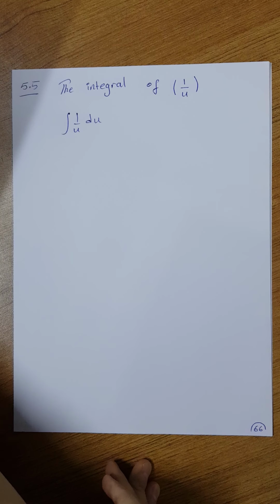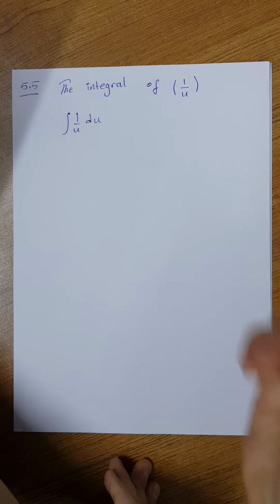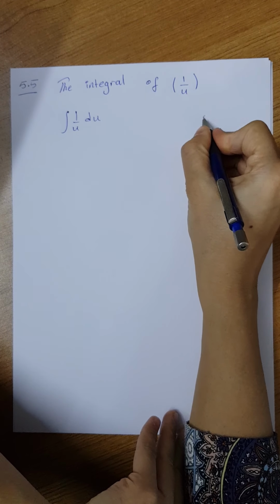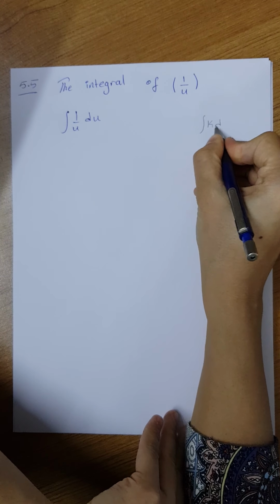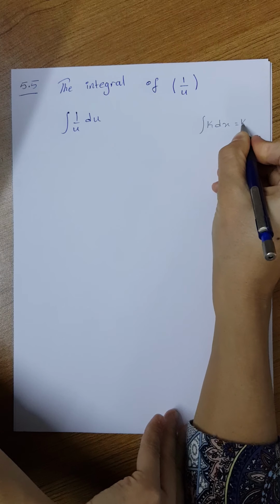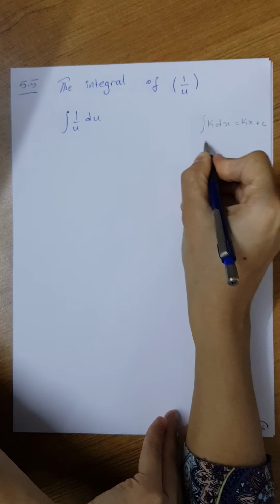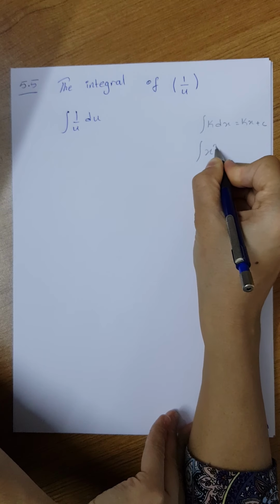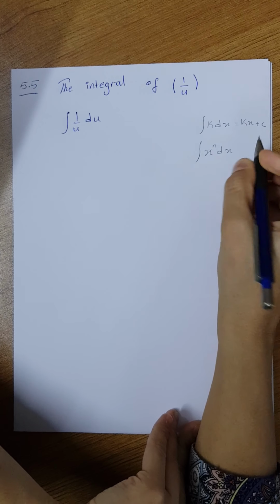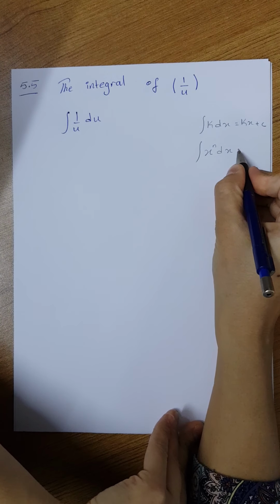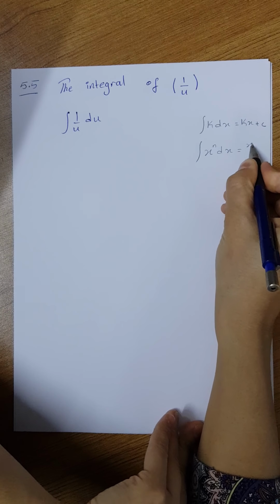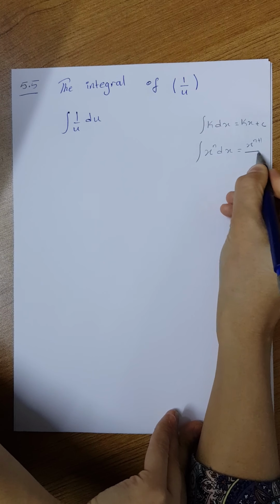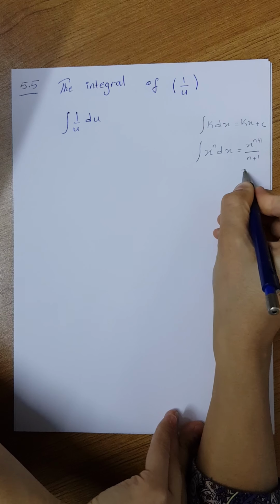In general, previously we have studied the integration of a constant function. If we have got k dx, what is that equal to? That is kx plus c. We have studied integration of a power function x to the power of n dx, where n is not equal to -1. What does that equal to? We said we are increasing the power by 1 over the same power plus c.